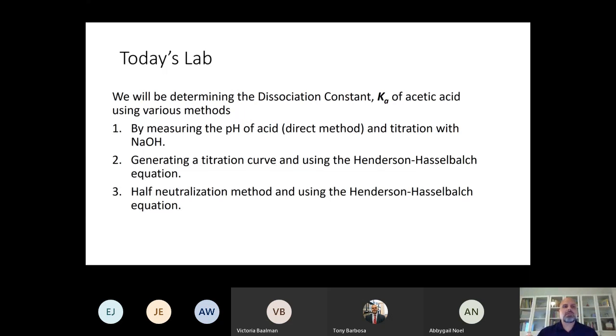And you can see here, the way we were going to do that, a few different ways. First, we were just going to measure the pH of the acid, which is kind of a direct method, and then titrate with sodium hydroxide. Then we could also generate a titration curve and then use the Henderson-Hasselbalch equation to calculate the Ka. And last is the half neutralization method, and then use the Henderson-Hasselbalch equation in order to calculate the Ka. So there are a few different ways, and you'll see they're all very similar if you've read through that already.